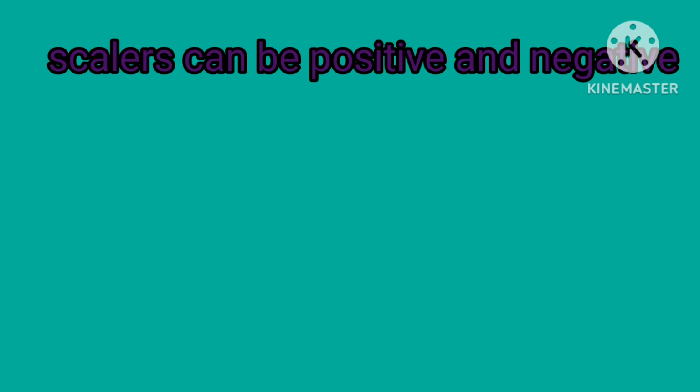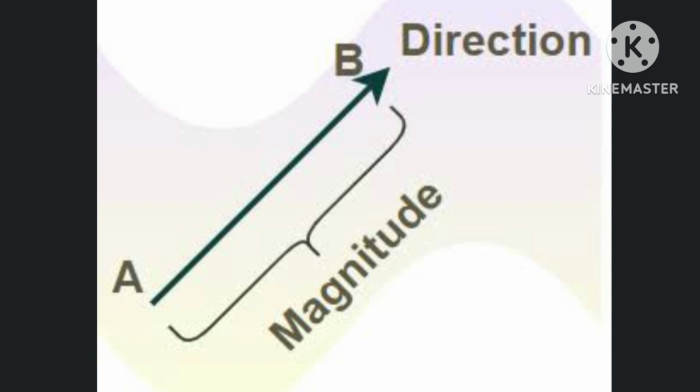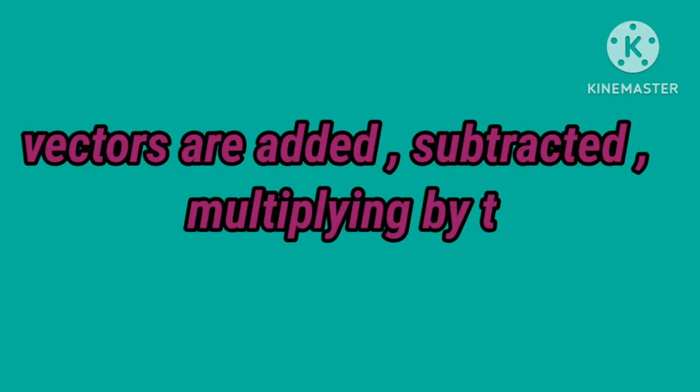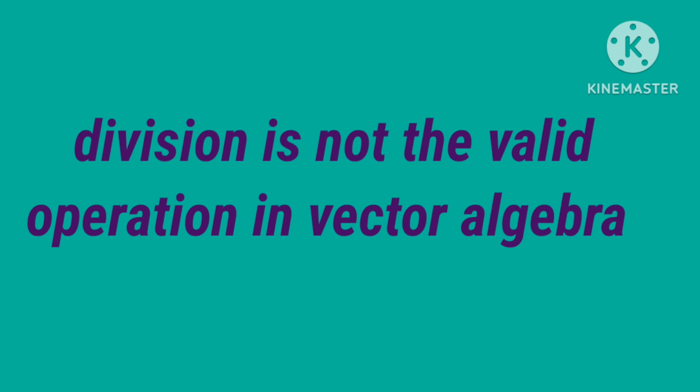Scalars may be positive or negative. They can be added, subtracted, multiplied, and divided according to the simple rules of algebra. Whereas vectors cannot be added, subtracted, multiplied, or divided as one may do in the case of scalars. It is because in addition to magnitude, vectors have directions also. Vectors are added, subtracted, and multiplied according to the rules of vector algebra. The division of a vector by another vector is not a valid operation in vector algebra.